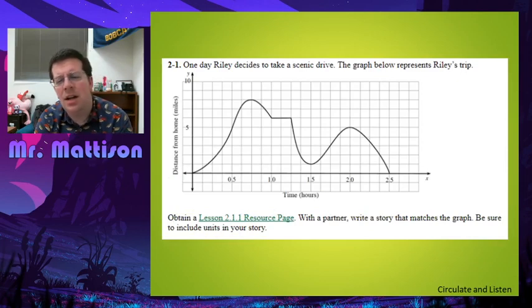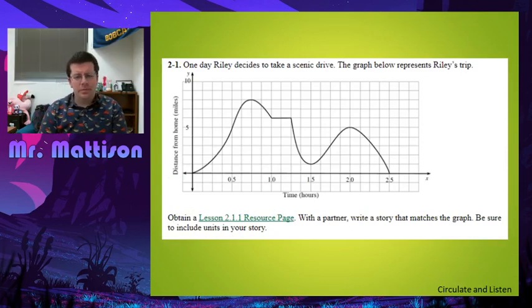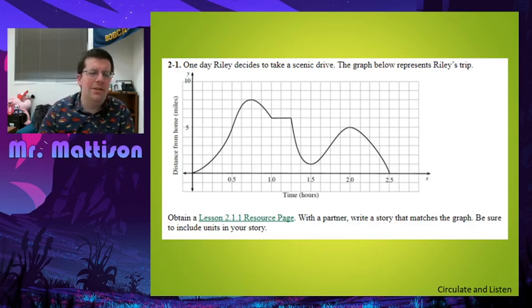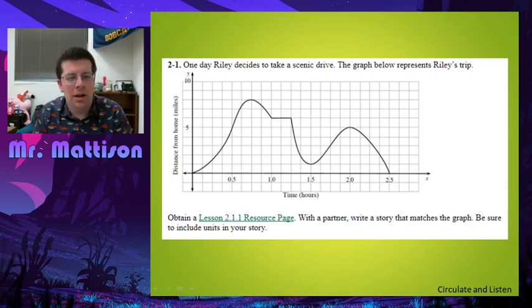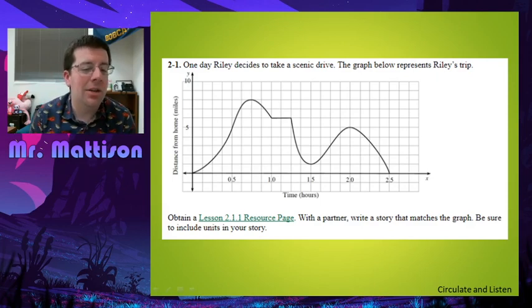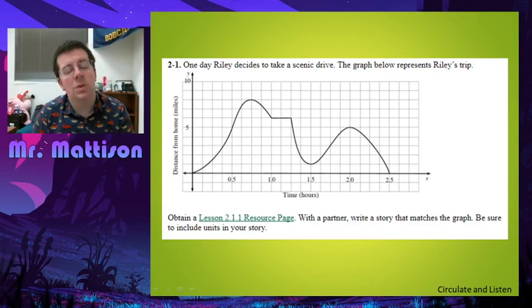So to start off on problem 1, we have this graph. This is a graph of distance over time. What I want you to do is, this is Riley and her drive, right? So try and pause the video, write a little story about what would cause these different shapes on the graph. Now you don't need to actually write it down. If you want, you are more than welcome to.